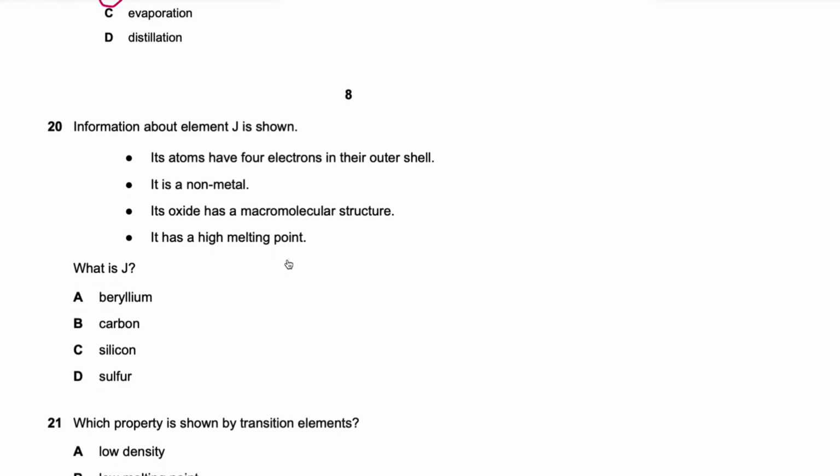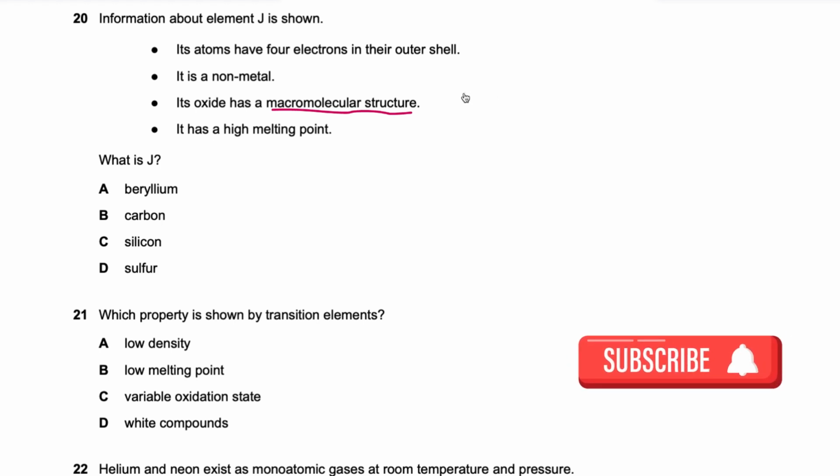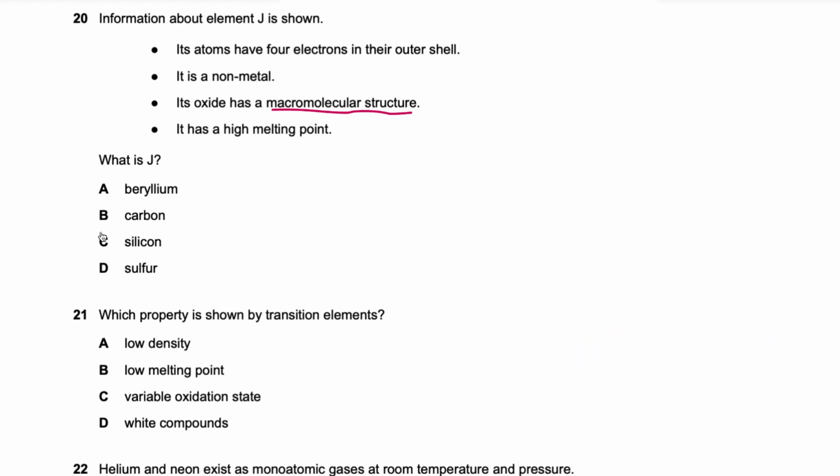Okay, now let's move on to question 20. Question 20 says, information about element J is shown. It has 4 electrons in its outer shell. It is a non-metal. Its oxide has a giant molecular structure. There are only 3 very strong giant molecular structures: diamond, graphite, and silicon dioxide. So it has a high melting point. What is J? It has to be silicon. Element J will be silicon.